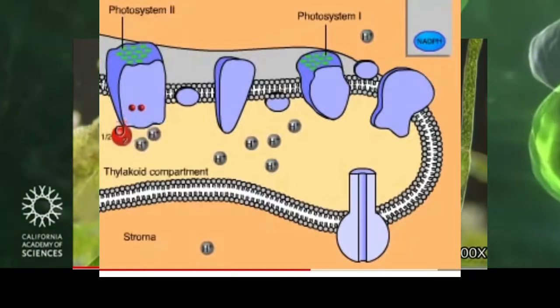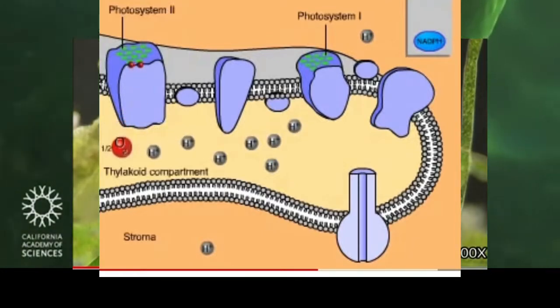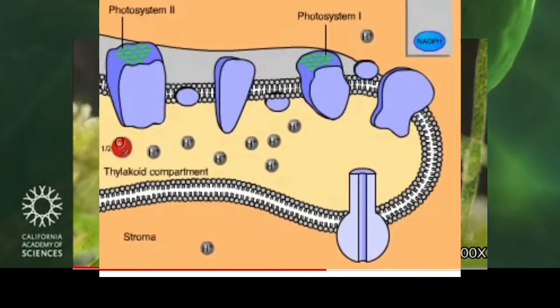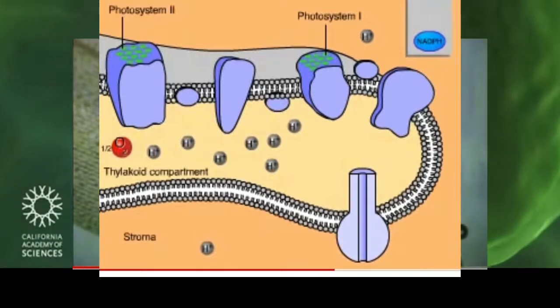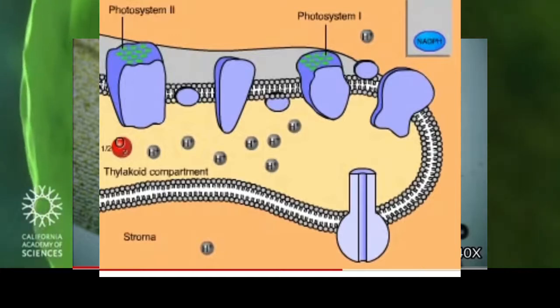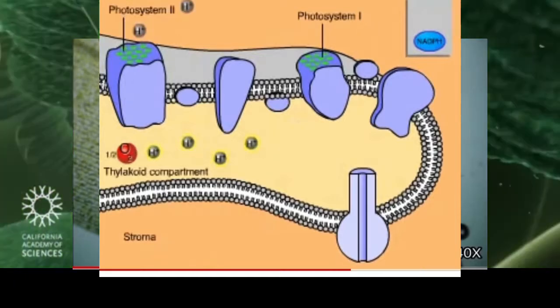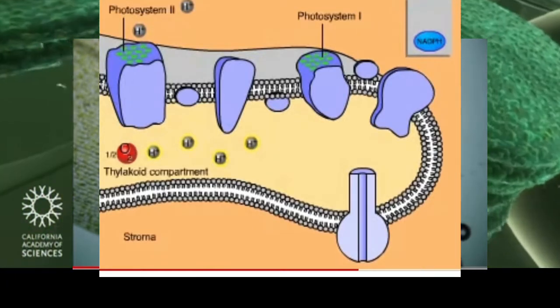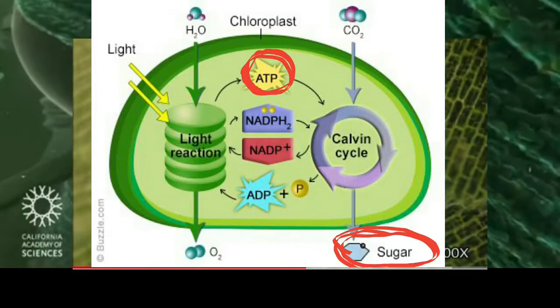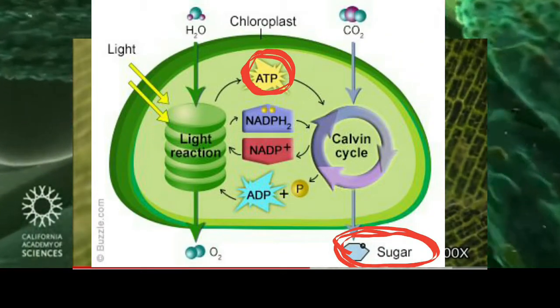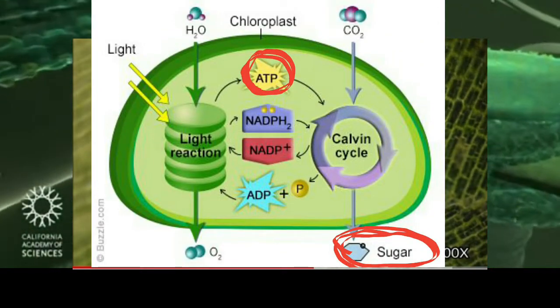Bam. So that electron is going through the electron transport chain and reaches its final electron carrier, NADP+, which is reduced to NADPH. Which, remember, when something accepts electrons, it's reduced. When something loses electrons, it's oxidized. Okay?